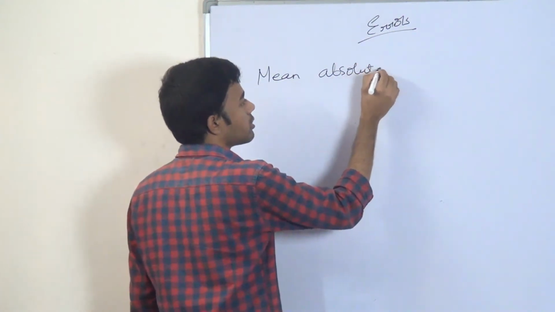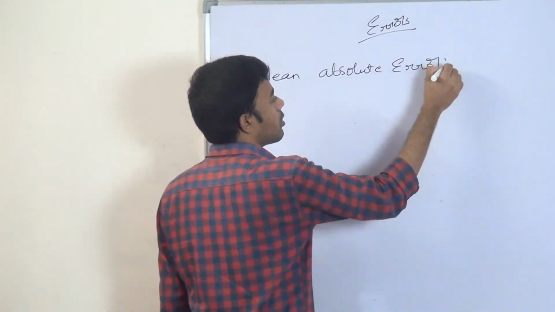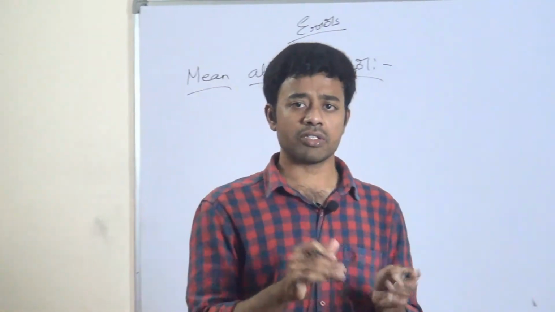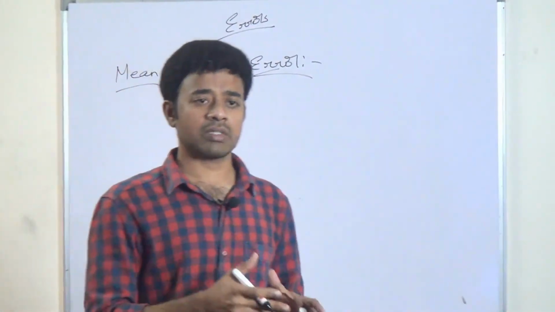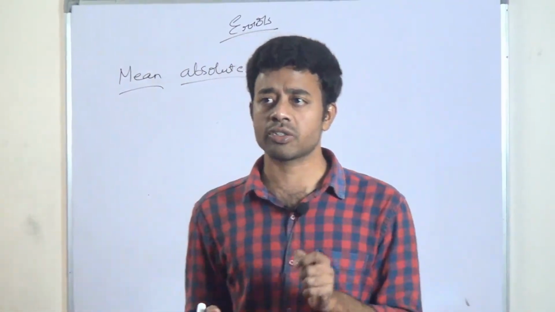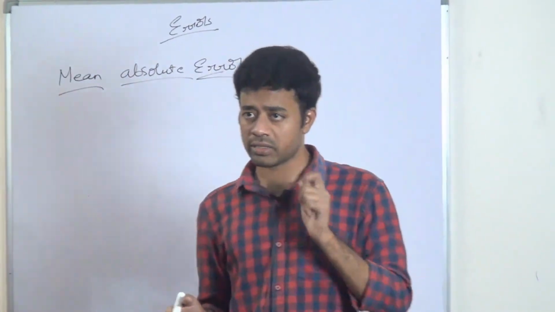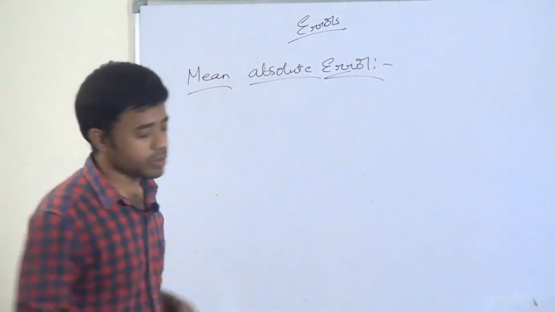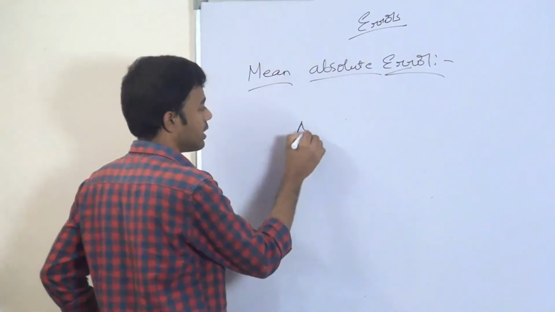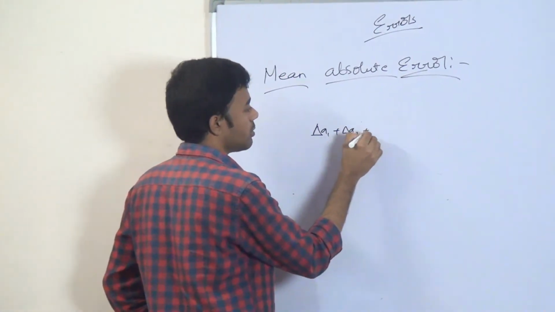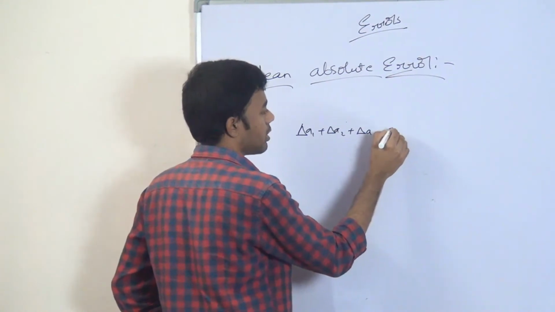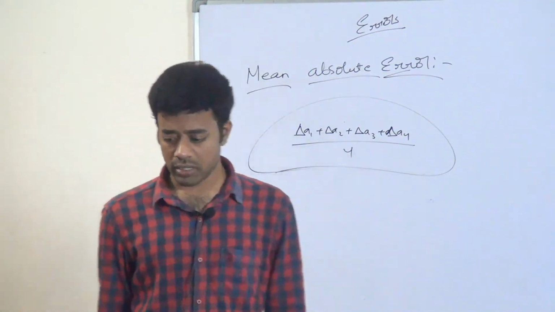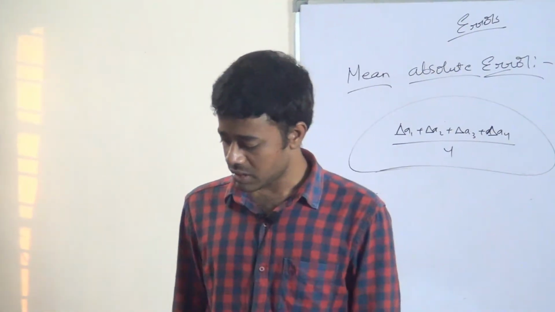Mean absolute error. Mean absolute error is the mean of the absolute errors, the average of the absolute error. We have found in the previous case the absolute errors delta A1, delta A2, delta A3 and delta A4. Now you have to find the mean of those absolute errors, which is the mean absolute error. So delta A1 plus delta A2 plus delta A3 plus delta A4, divided by 4, will give us the mean absolute error.